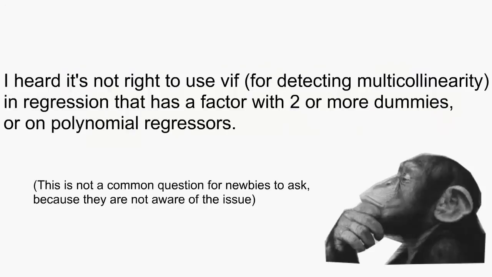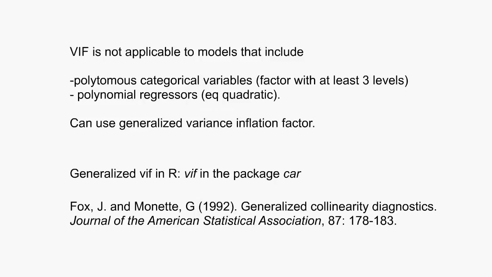Final question. I heard that it's not right to use VIF, the variance inflation factor, on dummy variables or on polynomial regressors in regression. Yep, that's right, though I don't think it's taught to newbies. The VIF is not applicable if your factor is represented by 2 or more dummies. It's also not applicable in polynomial regression.